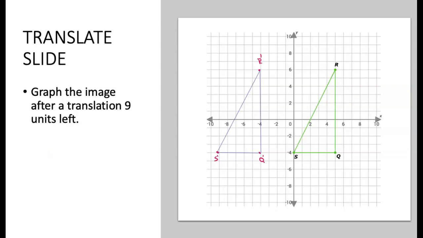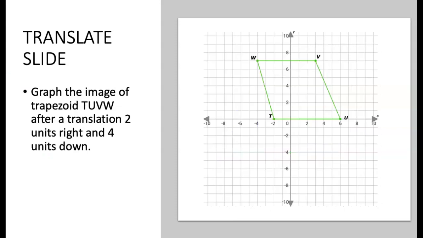And then let's take a look at another one, just so we can look at it more than one way. So graph the image of the trapezoid. So we've been given a trapezoid, TUVW, after a translation 2 units right and 4 units down. So that means each one of these coordinates are going to move 2 units to the right and 4 units down. So like W would move over 2 right, 4 down, 1, 2, 3, 4.